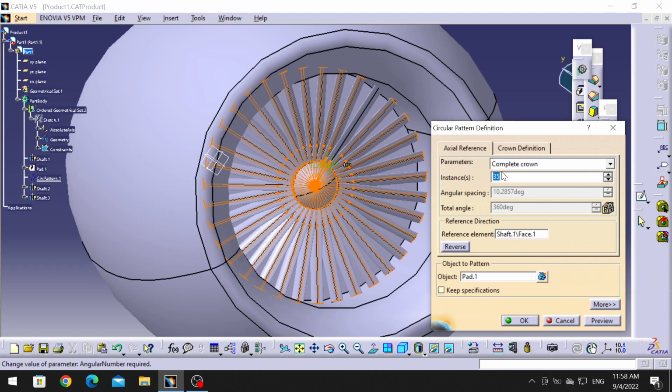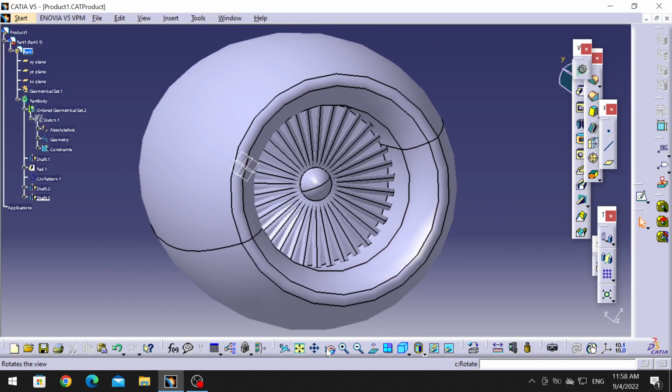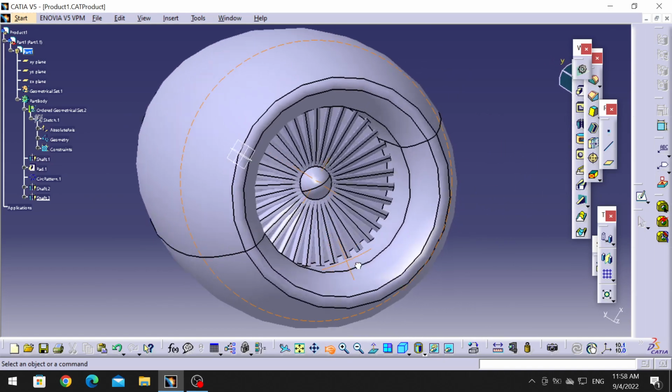To be circulated, the parameters are complete crown to form a full circulation. Instances 35, which is the amount of pads that I want to add. And then for the reference element, I select the surface of the engine space behind it to make the circle perfect with the surface. And then you have the engine blades formed.